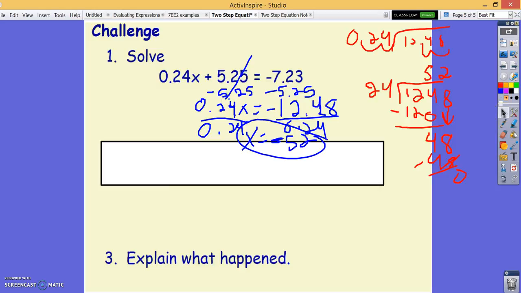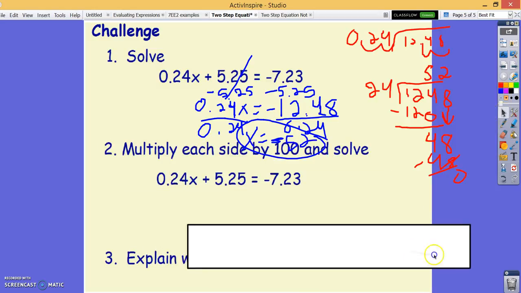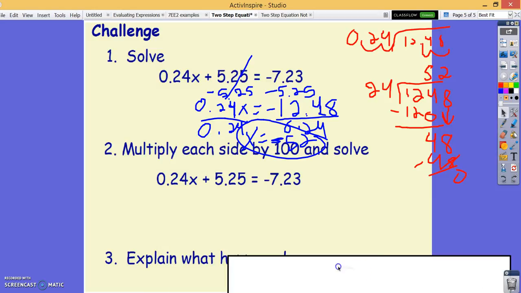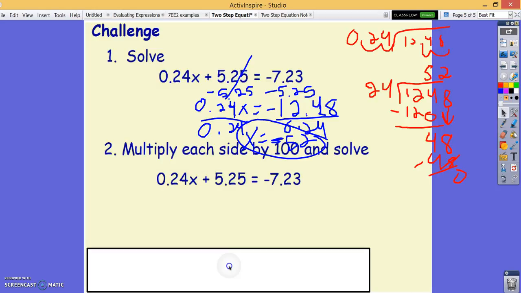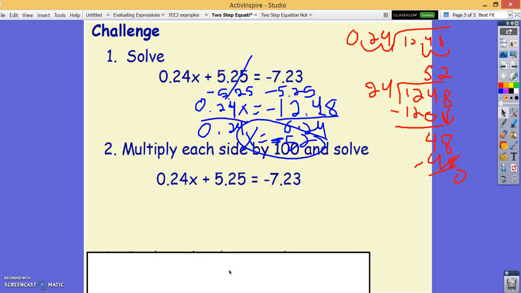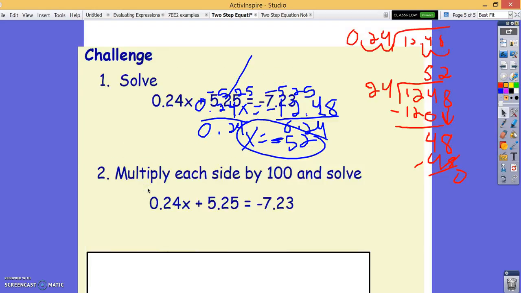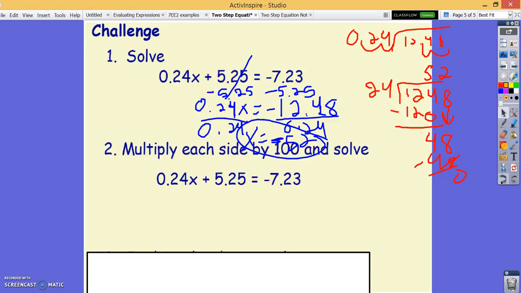Now, I'm going to show you a shortcut for that problem. That could be a little bit confusing. What I want you to do is try multiplying both sides by 100 and then resolving the problem. So, in other words, we're going to multiply this entire side over here by 100. I'll use distributive property and then multiply this side by 100. Okay, when we multiply by 100, remember the trick here is to just bump over 2 decimal spaces.